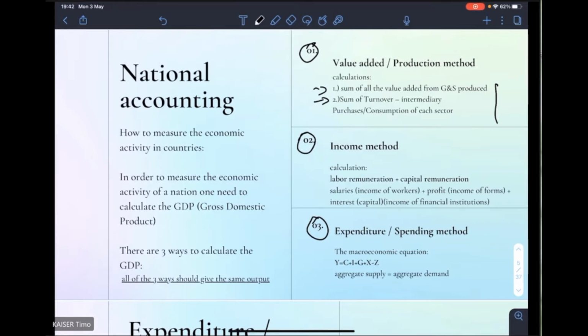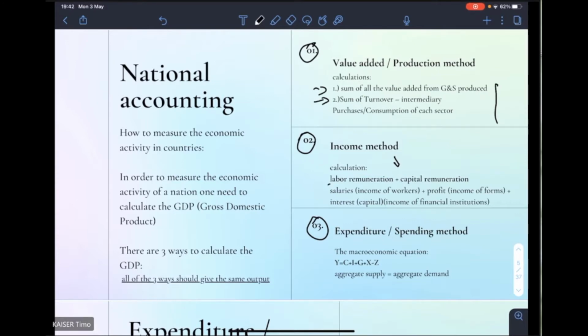Second method would be the income method. Income method is just sum up all the incomes received in an economy. And here again, you see the calculations. So we have incomes in terms of labor remunerations. Sorry about the word, I can't pronounce it. And secondly, we have capital remuneration.